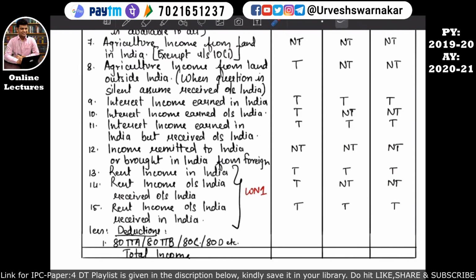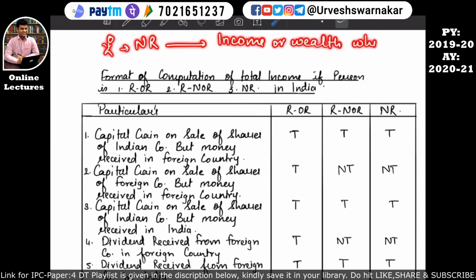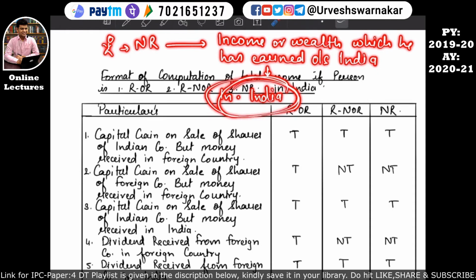It is quite self-explanatory and quite logical also. Understand this. Point number 12 says that income remitted to India or brought into India from foreign. So basically, understand this over here. This is our non-resident, and this non-resident is bringing his income or wealth which he has earned outside India into India. So will this income be taxable in India?